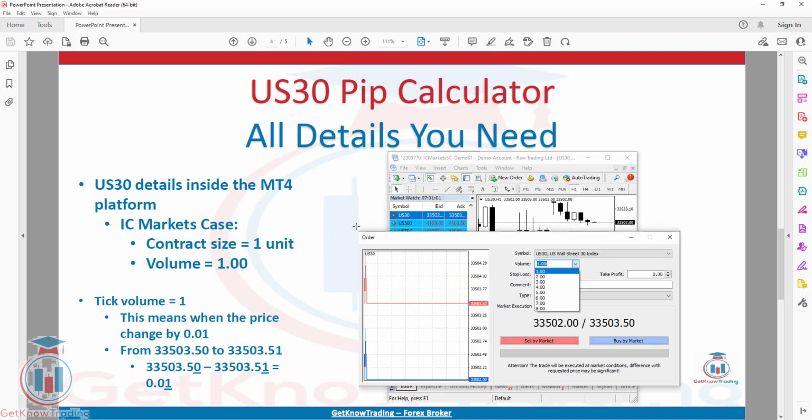Let's see an example inside the trading platform. The US30 details for the IC Markets case say that the contract size is 1 unit, so 1 volume, which is equal to 1 standard lot. You can see it here inside the trading platform. This means the contract size is equal to 1 unit. When you put that into the formula to calculate the pip value, it means that when the price changes by 0.01, for example from 33503.50 to 51, the price changes by 0.01, which is equal to 1 pip.